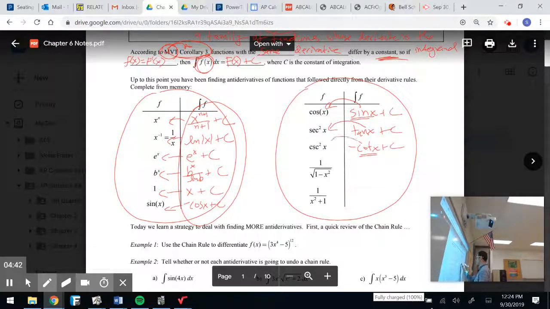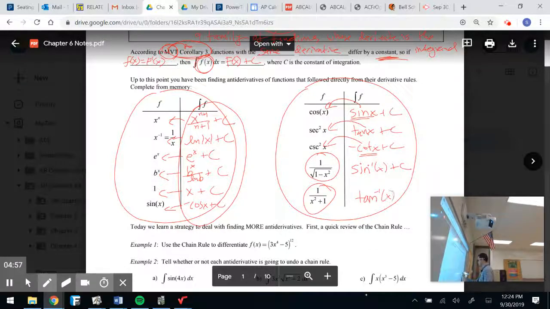Because the derivative of that is that guy, right? The two negatives would cancel themselves out. Oh, that looks like an inverse trig. Which one is it? That's inverse sine, right? That's inverse sine of x plus c. Oh, that's an inverse trig. Which one's that? That's inverse tangent.